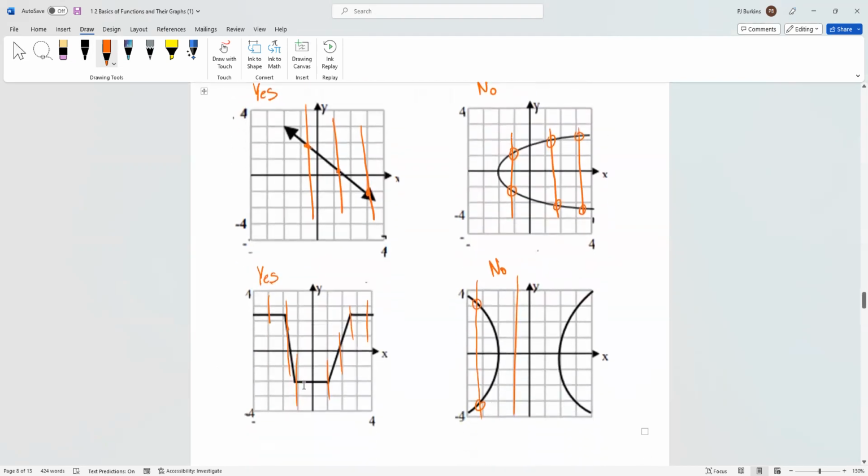Okay, so vertical line test isn't too bad. You just draw vertical lines. If you touch more than twice, or sorry, touch more than once, then it is not a function.